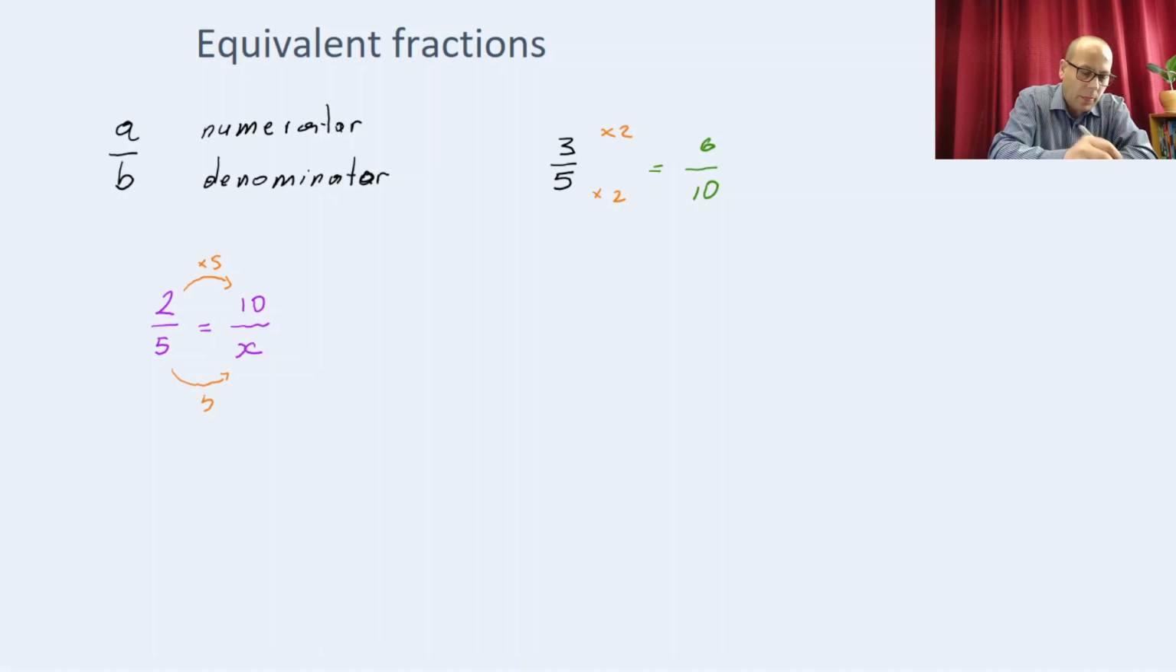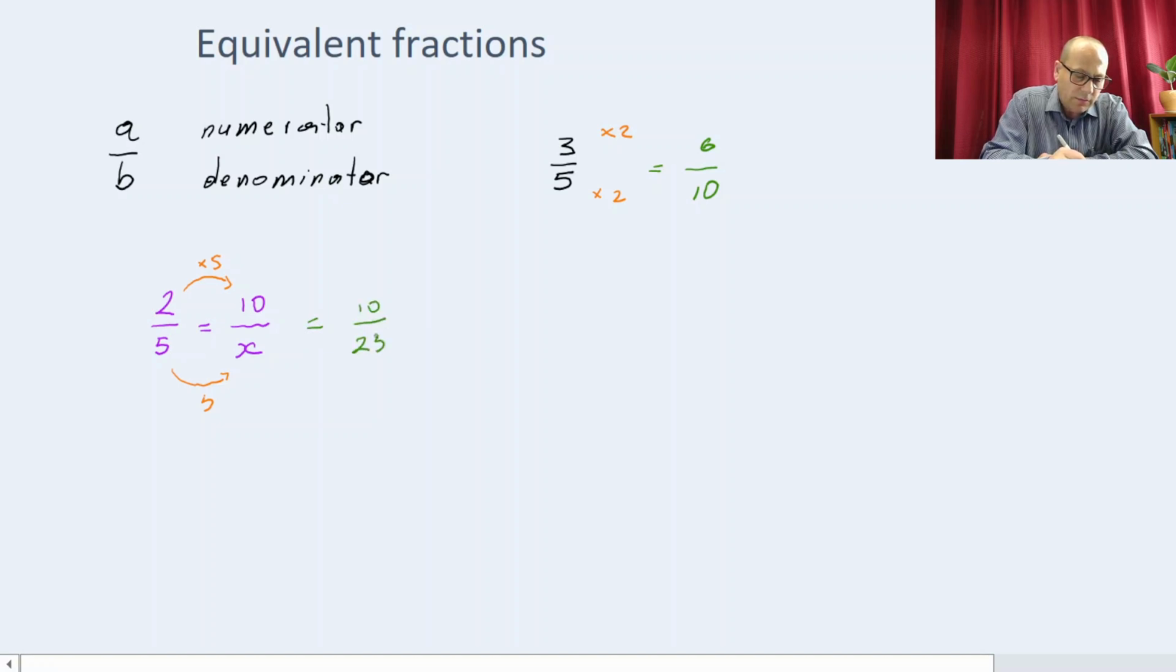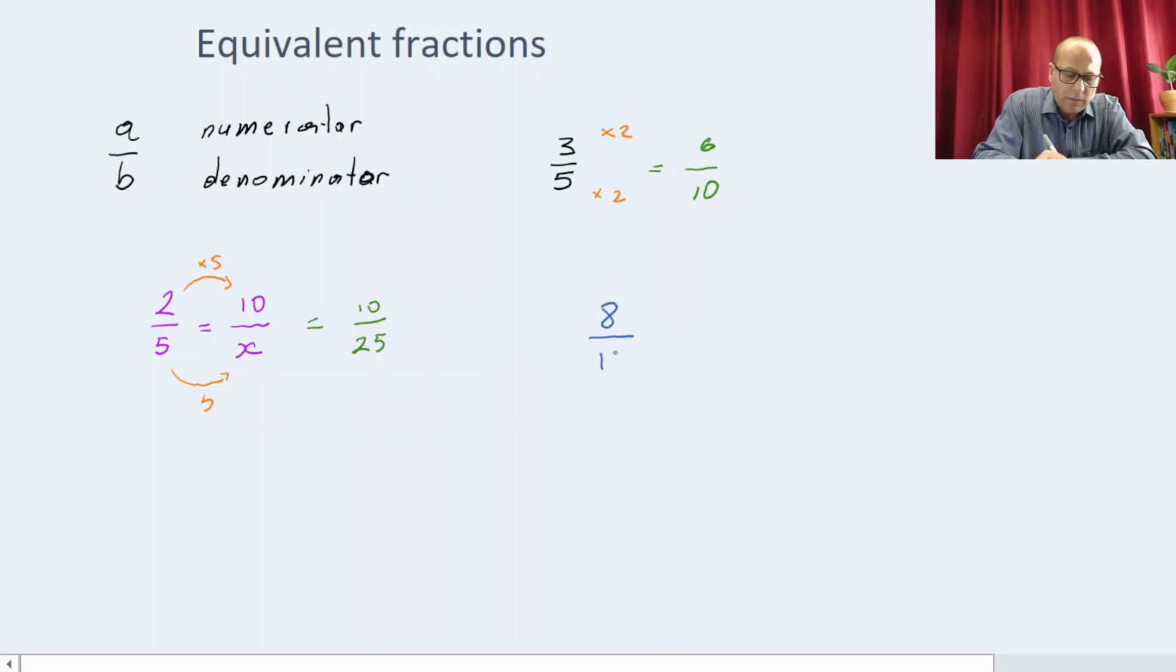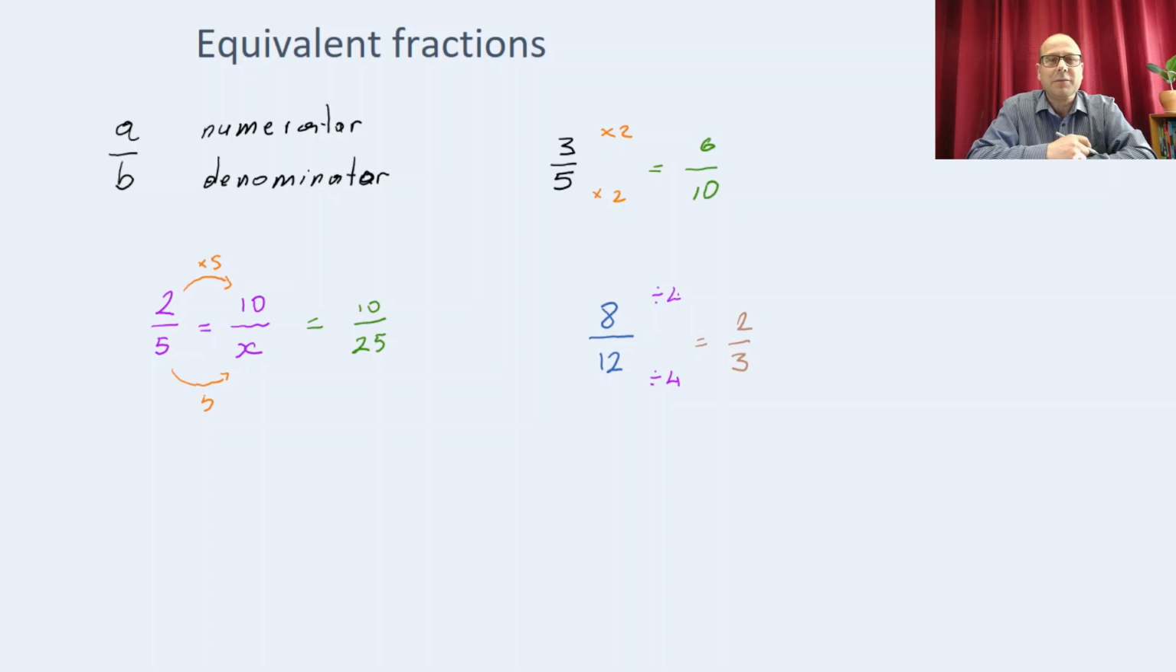So then the fraction becomes 10 over 25. So 2 over 5 and 10 over 25 are equivalent fractions. We can also divide by the same number. For example, if I have 8 over 12, and if I divide by 4, top and bottom, then I get another fraction, which is 2 over 3. We obtain equivalent fractions by dividing or multiplying by the same number, the numerator and the denominator.